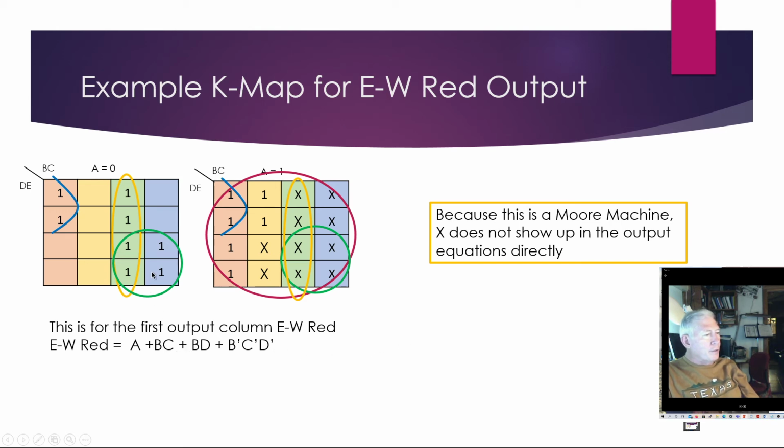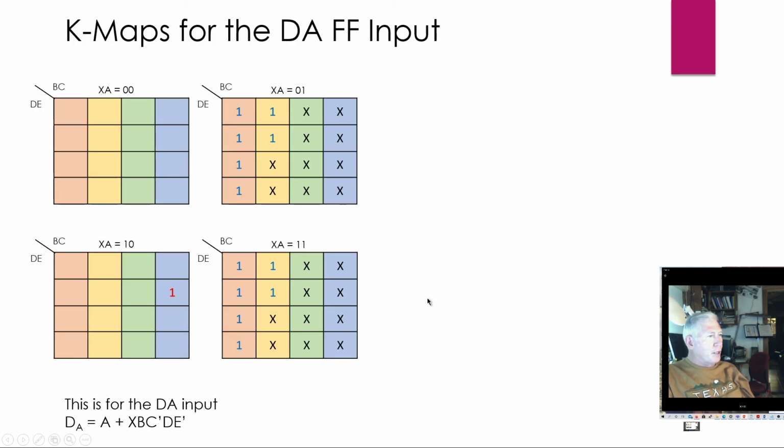Obviously, because these show up on both the A equals 0 and A equals 1 maps, the A is going to drop in these 3. But because this one is just the one map and it's in every single position either a don't care or 1, it's the variable A. Remember, because this is a Moore machine, X does not show up in the output equations directly. Of course, it affects it indirectly, but really only in one node. Now here's our DA flip-flop. Oh, I should have fixed this.